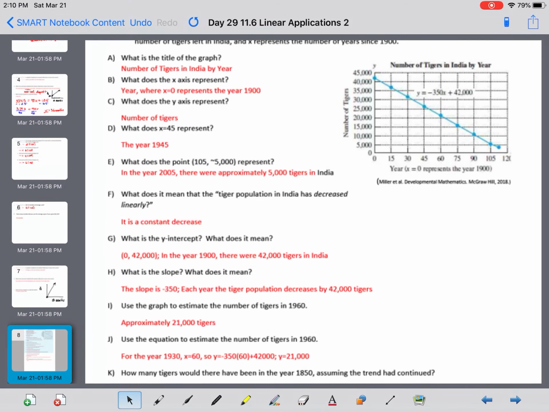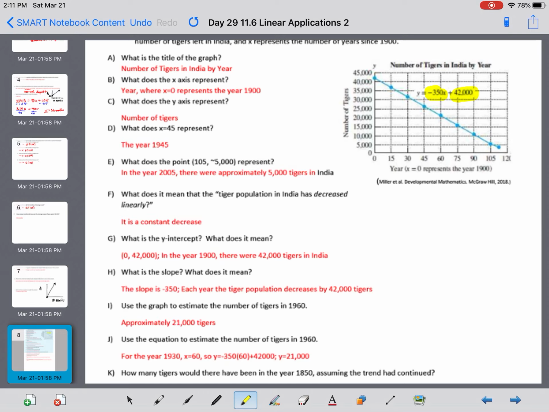For part G, the y-intercept, notice they don't have the y-intercept explicitly labeled on the graph, but they do have the y-intercept labeled in the equation. That's that 42,000. That's your plus b on the end. The slope, notice, is also given explicitly with the equation. So that's that m value, the negative 350.